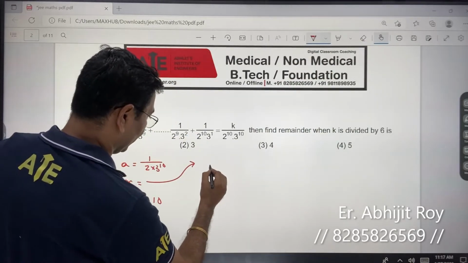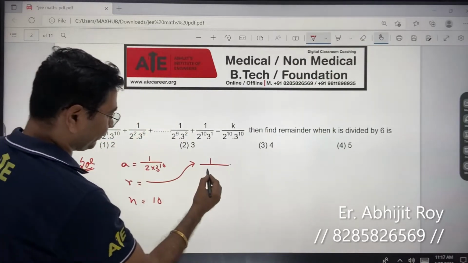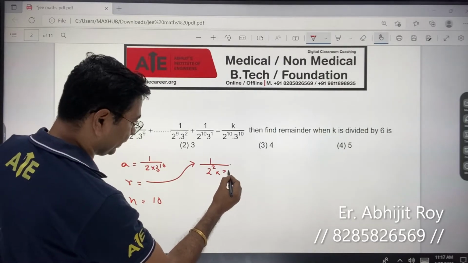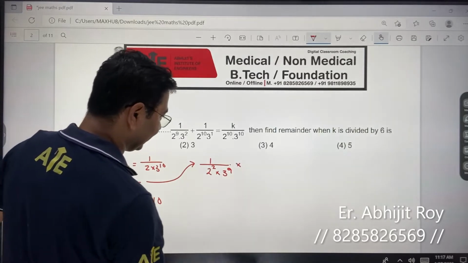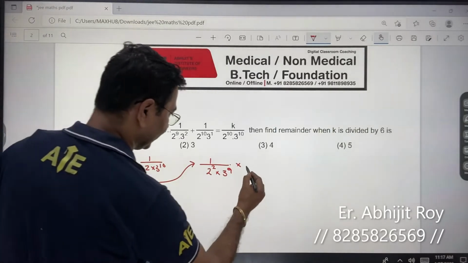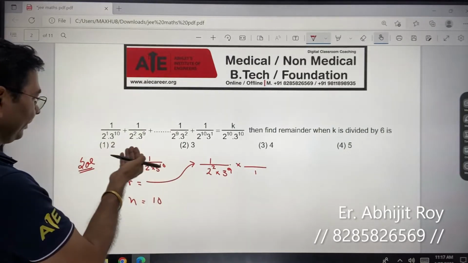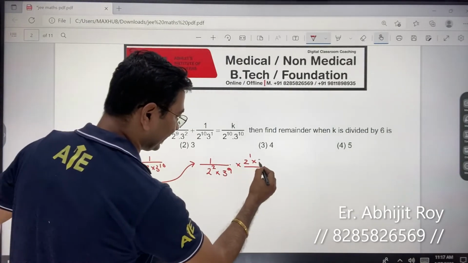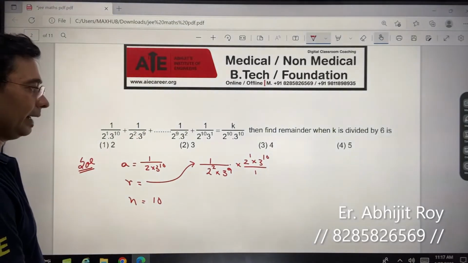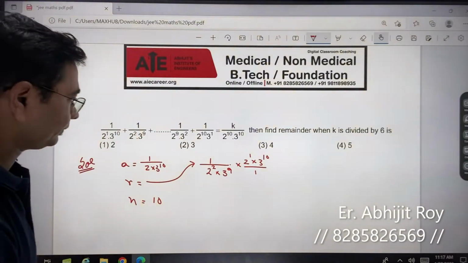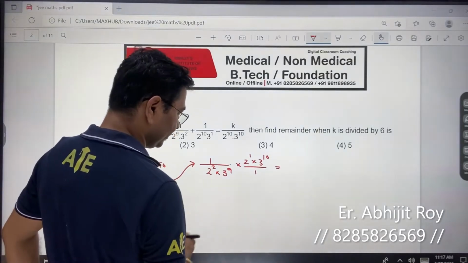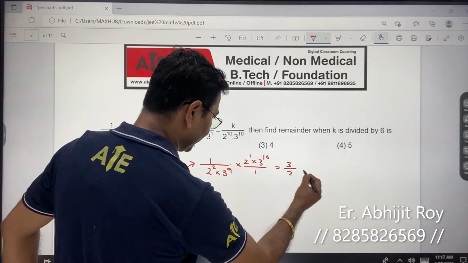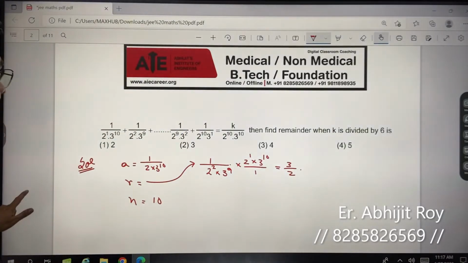So 1 upon, this is the first term, that is 2 to the power 2 into 3 to the power 9, and below it comes 1 upon 2 to the power 1 into 3 to the power 10. Fine. Now if I cancel this out, I will be left with 1 by 3 on the numerator and 1 by 2. So this is my R. So I've got all the expressions, right?